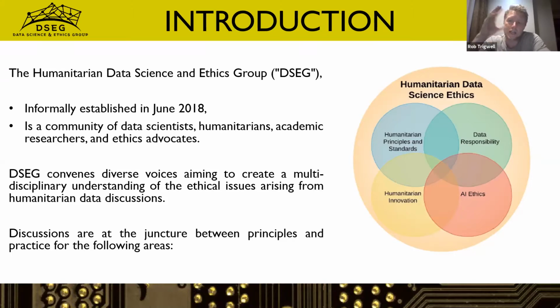So we see our work as covering multiple different junctures. It's a data responsibility discussion, obviously, AI ethics, humanitarian innovation, and also humanitarian principles and standards. The 4 circles in the bigger circle is what we see as our, not mandate, but our scope of work, and they will form the foundation for the tool that we'll get onto in just a second.